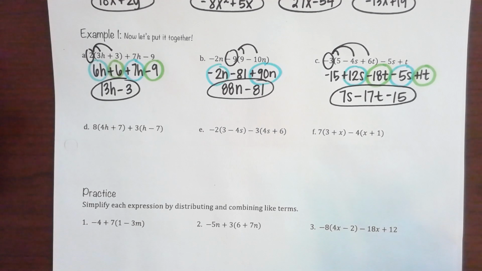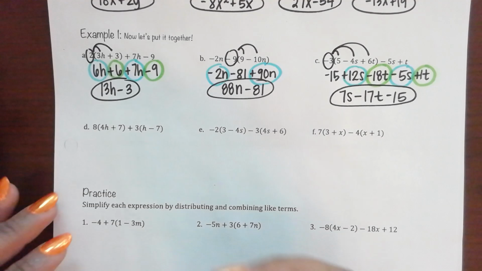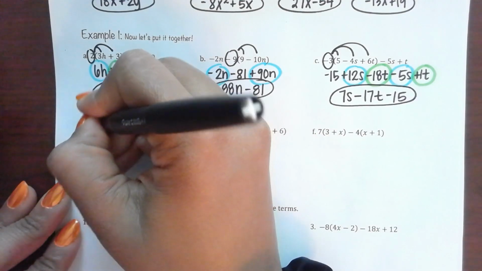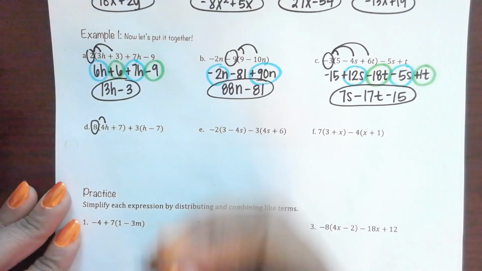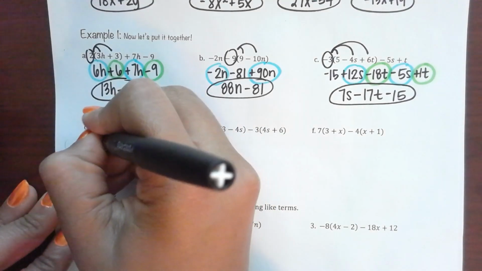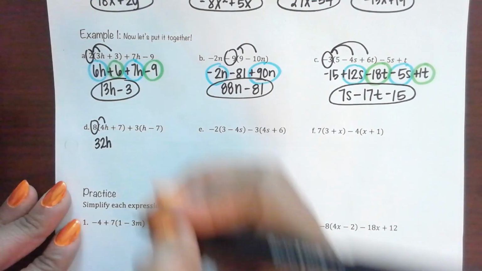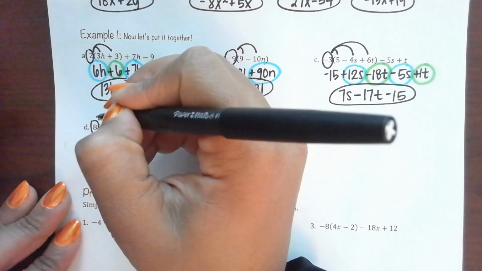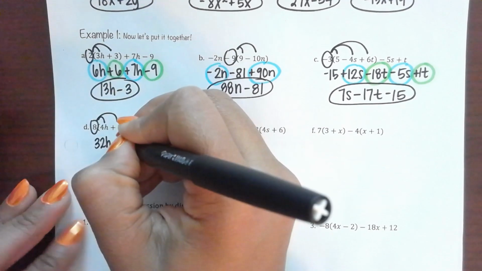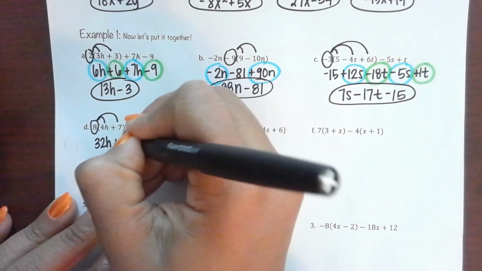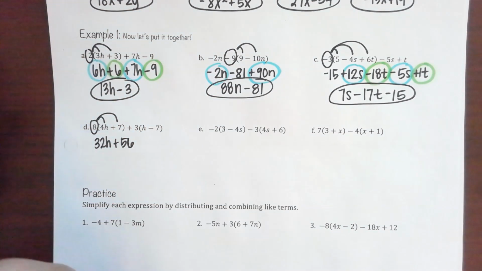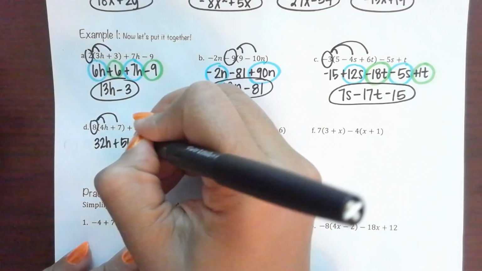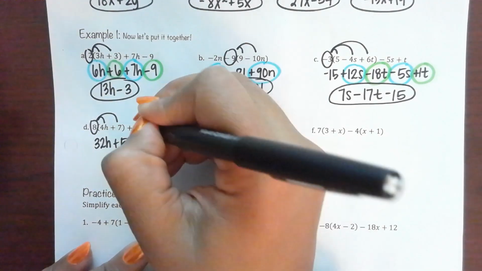I have 8 times (4h plus 7) plus 3 times (h minus 7). What needs to happen first? Multiply the 4 by 8. 8 times 4 is 32h. Then 8 times 7 is 56. Everybody agree? Yes, ma'am. Then distribute the 3.